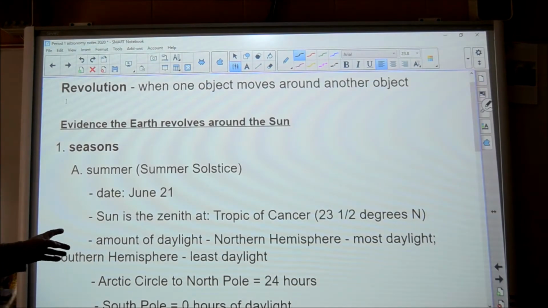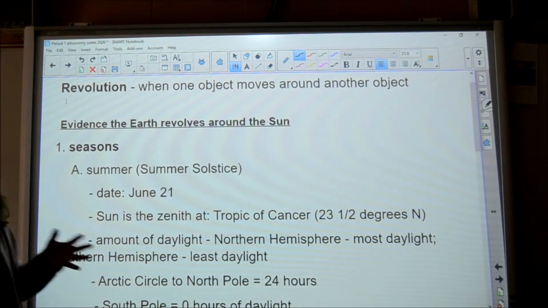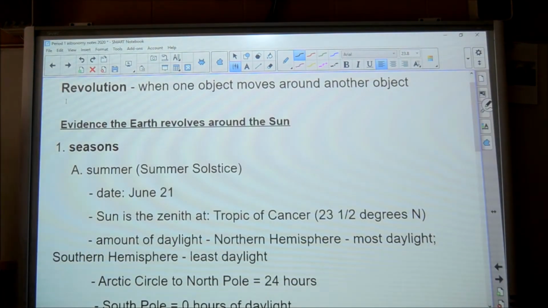With that one, we get different amounts of daylight. The different amount of daylight is going to tie into heating up the Earth's surface. So if I'm looking at my seasons, summer, also known as your summer solstice, June 21st. For us here in the northern hemisphere, it's the day that we have the most daylight. If I'm looking at the southern hemisphere, it's the day they have the least amount of daylight.